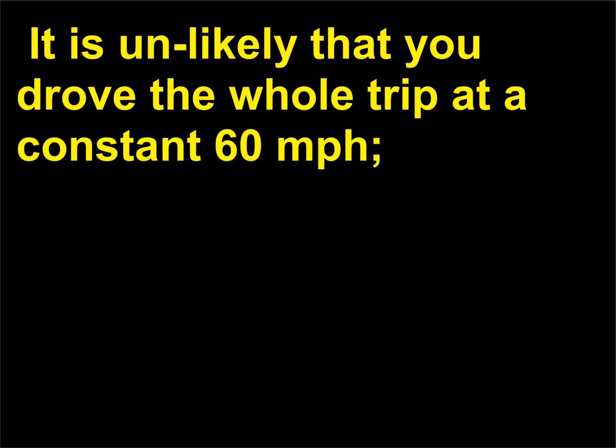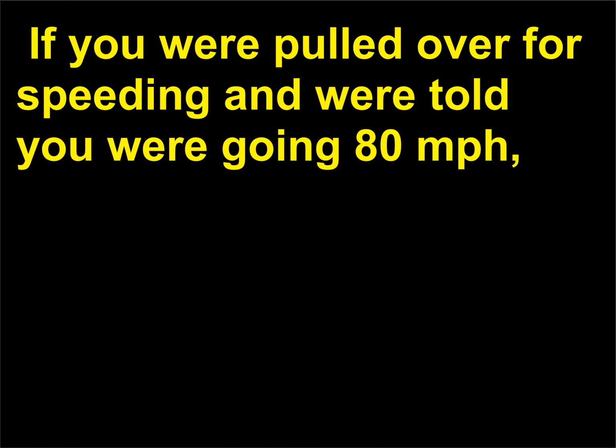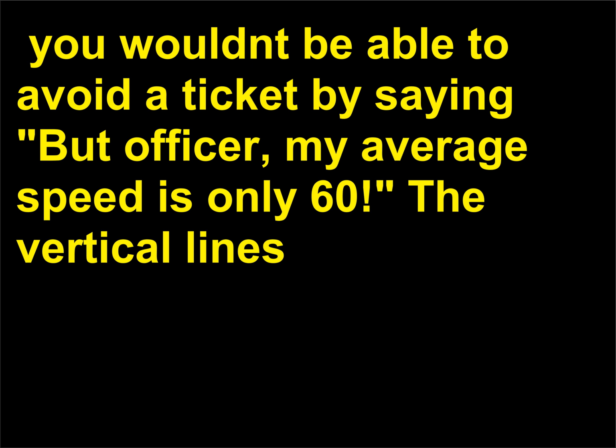It is unlikely that you drove the whole trip at a constant 60 miles per hour. This example calculated your average speed. If you were pulled over for speeding and were told you were going 80 miles per hour, you wouldn't be able to avoid a ticket by saying, "But officer, my average speed is only 60."